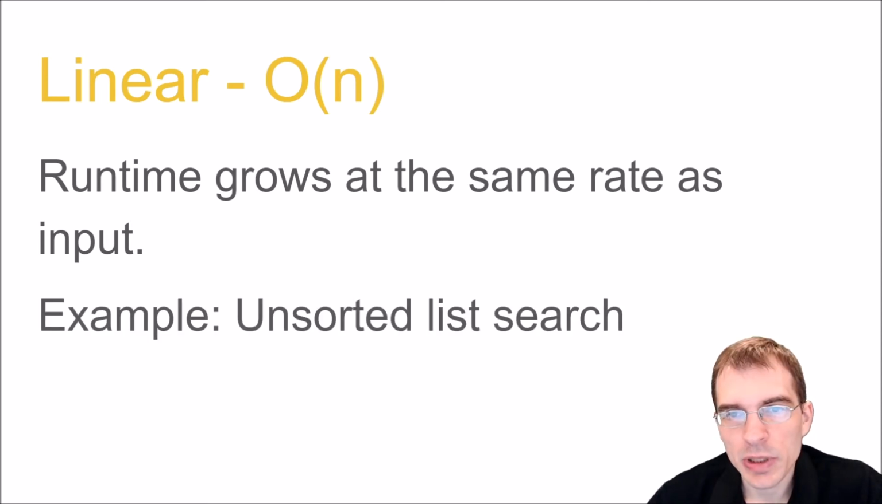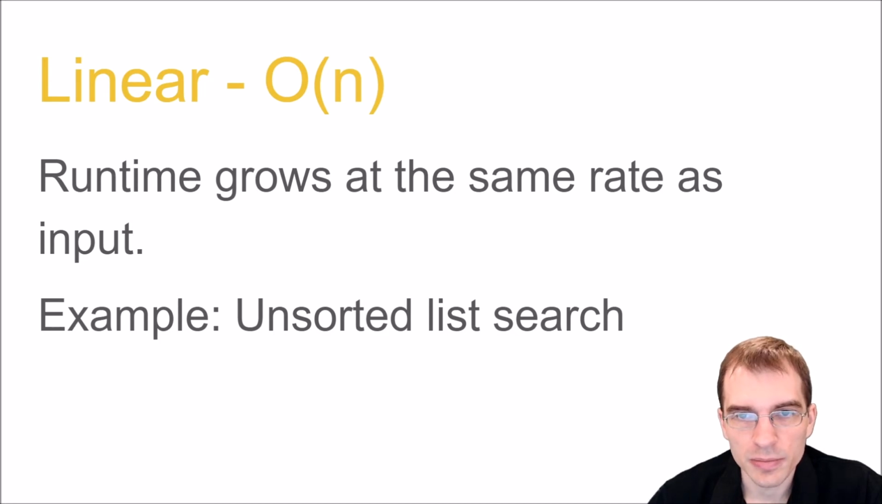Another example would be searching through an unsorted list. Say we were given a dictionary, but it wasn't in alphabetical order. Now we have to look up a given word. Well, that's a problem. We can't do our same binary search from before because we can't use the fact that it's sorted to figure out which half to look in. That means we do have to go through every single word in the whole unsorted dictionary to find the one that we're looking for.